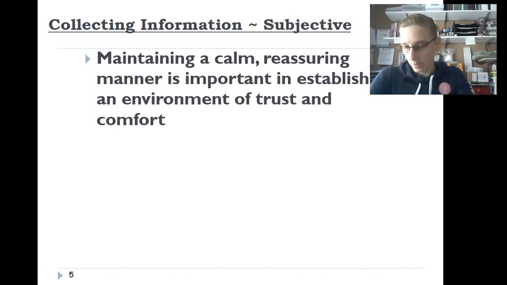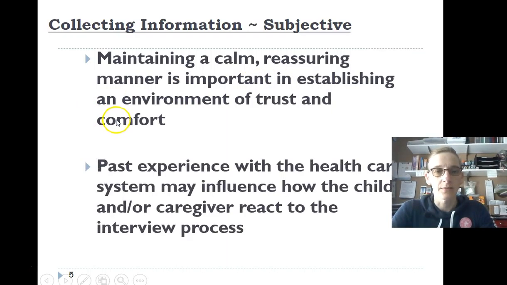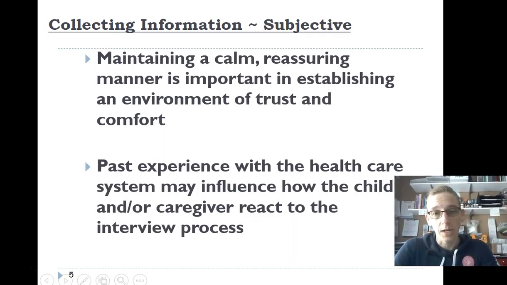All right, so also included in your subjective information, you want to maintain a calm and reassuring manner to establish an environment of trust and comfort for the child. Past experiences with the healthcare system may influence how the child and or the caregiver react to the interview process. So this is a good example of why you need to make any aspect of your nursing care as pleasant as possible, because they will carry these experiences on to their next medical experience.